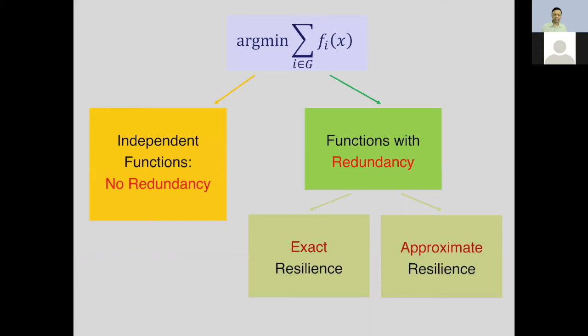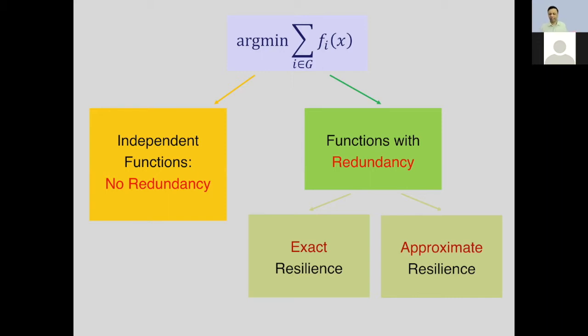We saw in the last lecture that if the cost functions of the different agents are independent of each other, meaning that they have no redundancy, then this problem that we have stated at the top of the slide is not solvable as stated. The goal of that problem is to compute an argument that minimizes the aggregate cost over all the good agents. And we argued that if the functions are independent, then that's not possible. And then we discussed a way of weakening the requirement by using a weight distribution that is non-uniform over the good cost functions.